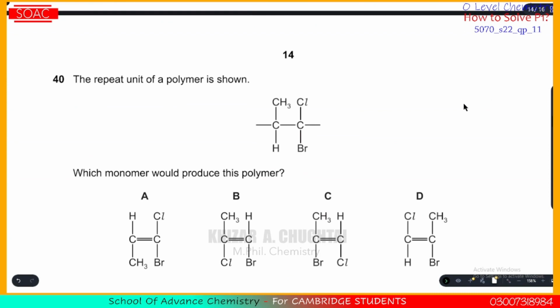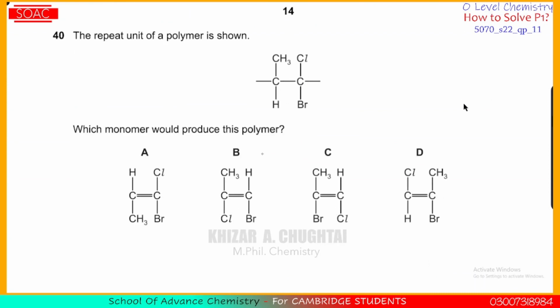Question number 40, the last one. The repeat unit of the polymer is shown over here. Which monomer would produce this polymer? So I'm going to switch this bond back. Basically, if this bond is broken down and we are having this molecule back, this bond is going to shift as a double bond and this bond is broken down. So we are having this monomer, CH3CH and ClCBr. A is the correct option.